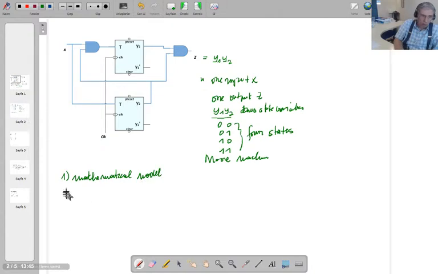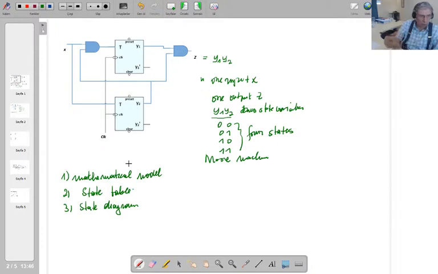And then we're going to find the state table. And then last but not least is the state diagram. You might ask why we've got three models, since the function of these models is the same. That means if you know one of the models, you can find the other models.